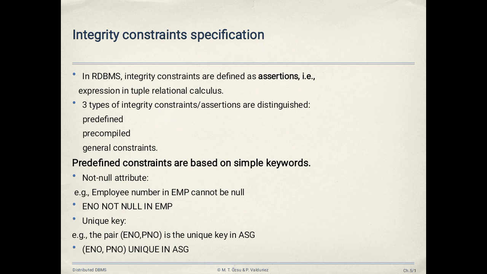For integrity constraint specification, there are three types. First one is the predefined, then another is the precompiled, and the third one is the general constraints. Predefined constraints are based upon simple keywords like non-null attribute and unique key. With the help of unique key we can get data that are uniquely specified from other data. The basic syntax is employee number, p number, unique in ASG. This is the basic example of the table and the views that are created.